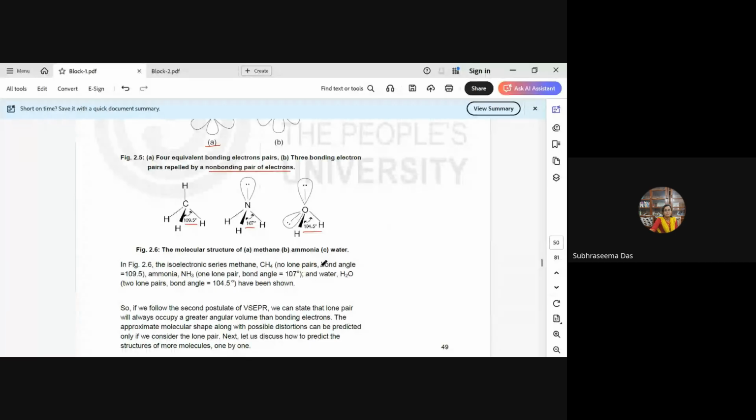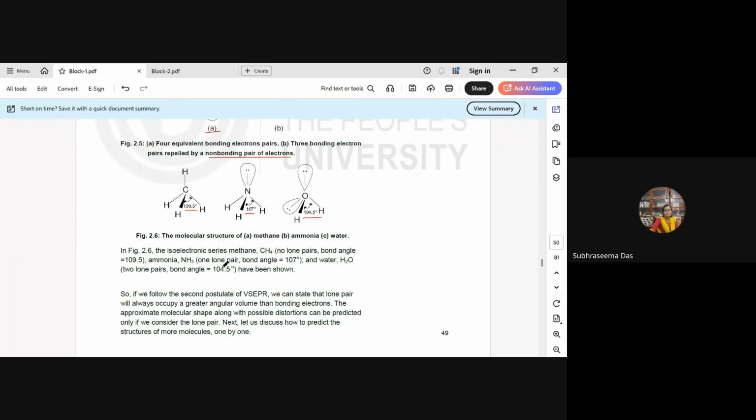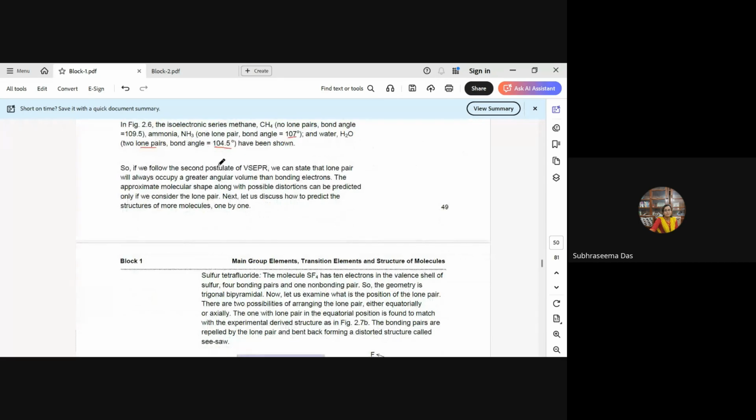So here we have the isoelectronic series: methane, with no lone pairs, has a bond angle of 109 degrees 5 minutes. For ammonia, there is one lone pair, so the bond angle is 107 degrees. And for water, which has two lone pairs, the bond angle is 104.5 degrees. So this is how we can see the influence of the number of lone pairs on the geometry of the molecule. If we follow the second postulate of VSEPR, we can state that the lone pair will always occupy a greater volume than the bond pair of electrons.